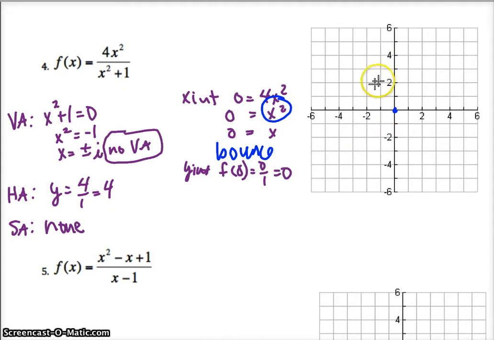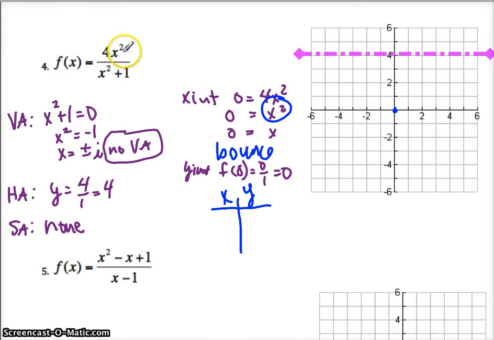We don't have a vertical asymptote, and our horizontal asymptote is 4. Now you might be thinking, oh my goodness, there is no vertical asymptote for me to figure out where to graph to the left and the right of. So I would encourage you to find points to the left of the x-intercept and to the right of the x-intercept. Let's use -2. So let's make a table.